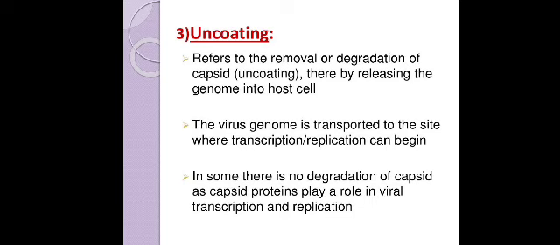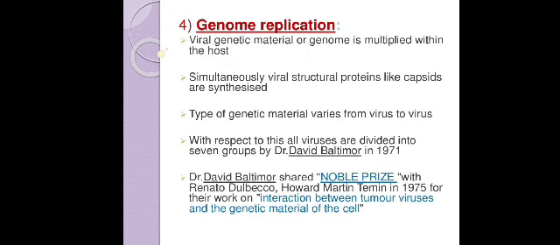Then there is the third step, that is uncoating. Uncoating refers to removal or degradation of the capsid, thereby releasing the genome into the host cell. The virus genome is transported to the site where transcription and replication can occur. In some, there is no degradation of the capsid, as capsid protein plays a role in viral transcription and replication. By penetrating, the capsid enters the cytoplasm with the help of a lysosomal enzyme.